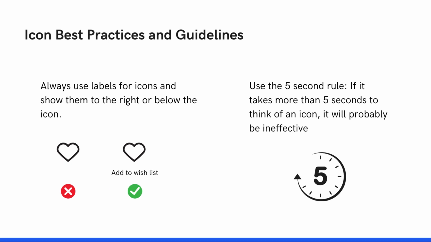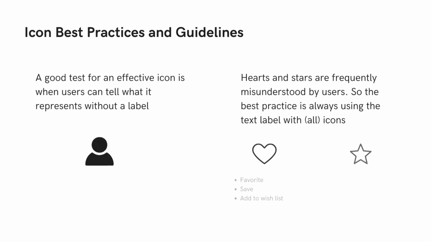Always use labels for icons and show them to the right or below the icon. Use the 5-second rule. If it takes more than 5 seconds for you to guess what this icon is about, it's not suitable as an icon, it's ineffective. It's very important, and always apply this rule in your design when you're choosing icons.